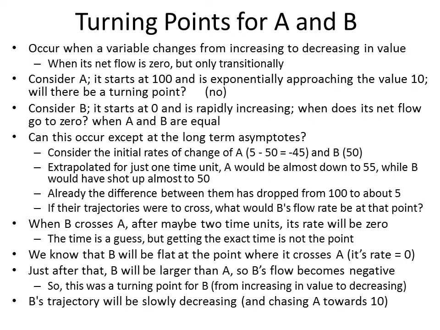Just after that, B is now larger than A, so B's flow rate becomes negative. So this would be a turning point for B from increasing in value to decreasing in value. Now B's trajectory will be very slowly decreasing and chasing A towards 10.